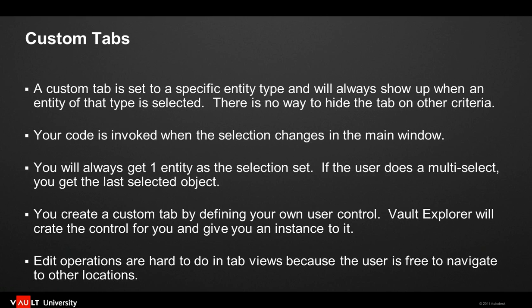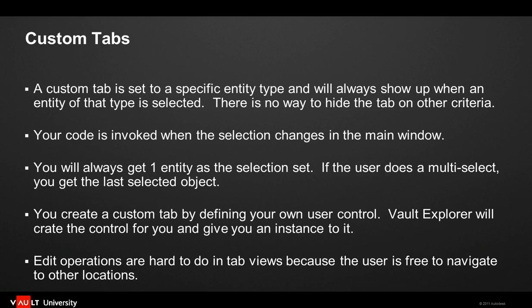So the event args is only going to have a single entity as the selection set. Even if the user does a multi-select in the main grid, you're not going to know about the multi-select. You're only going to know the last selected item. And if you look at Vault Explorer, all tabs work this way. It always applies to a single selected object. It doesn't understand multi-select.